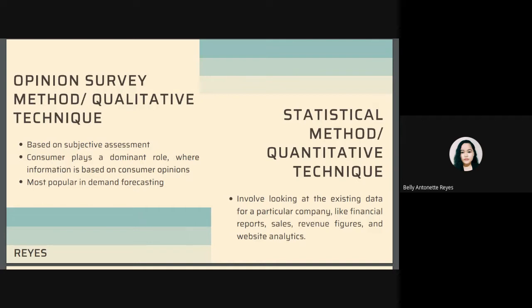The second classification is the statistical method or the quantitative technique. So it involves looking at the existing data for a particular company, like financial reports, sales, revenue figures, and website analytics. So a company can apply this data using statistical modeling and trend analysis to measure its future activity. Next slide, please.